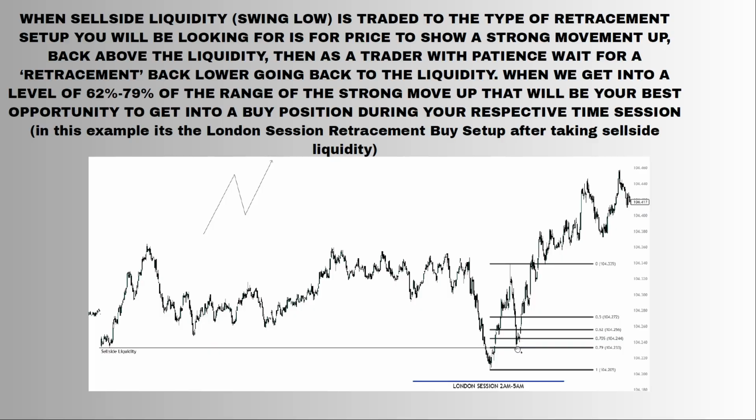So you're buying it here. Stop loss below the low. And you're trying to capture a price movement back above the highs, which you can see. So this is the model. It's trading up, back down into the 62 to 79% retracement. You're buying it, and then you're expecting price to continue higher because we already took out the sell side liquidity and we're reversing.